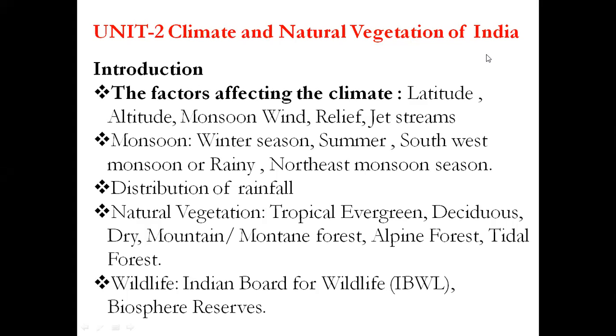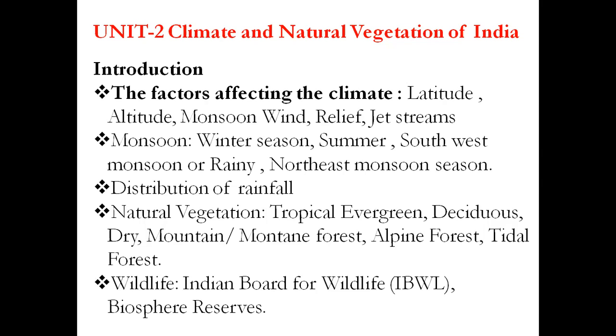So, climate, as you all know, is the average weather of a specific period. That has been calculated or averaged from different weather situations in particular regions, particular periods, particular months, and particular years. That is known as climate. Natural vegetation of India is nothing but different kinds of forest types and natures. That is known as natural vegetation of India.